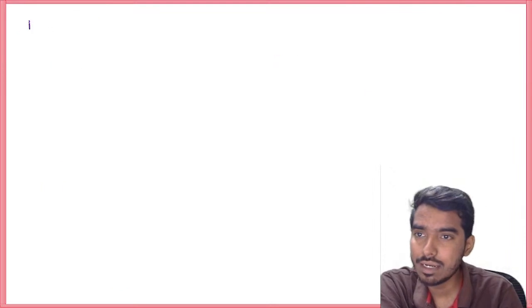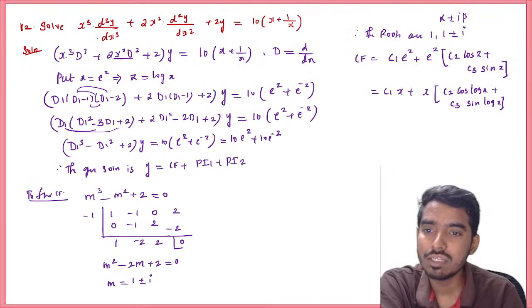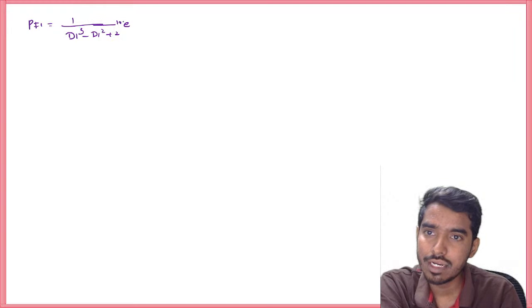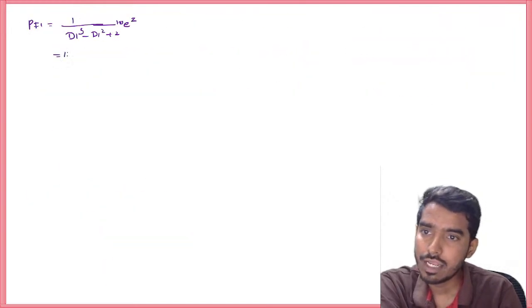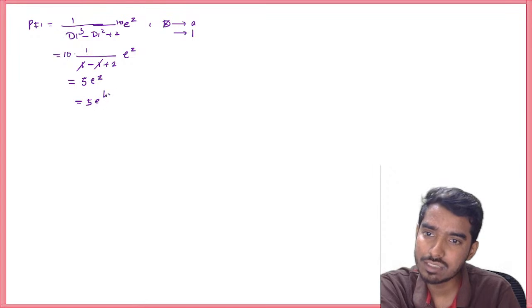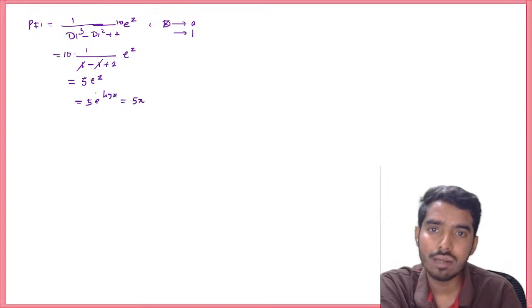Now we will find particular integral PI1. So PI1 is 1 divided by D1 cube minus D1 square plus 2, of 10 times e power z, right? So take this 10 outside and replace D by a, so a is 1. So replace D by 1. So it will be 1 minus 1 plus 2, e power z. So we will have 5 e power z as your PI1. So replace z by log x. So 5x is your PI1.